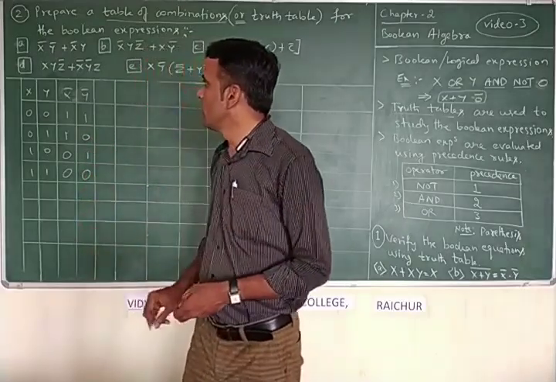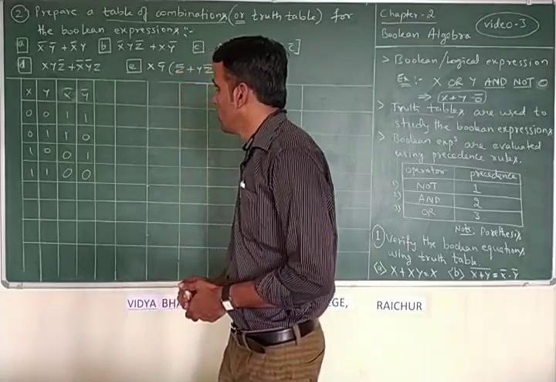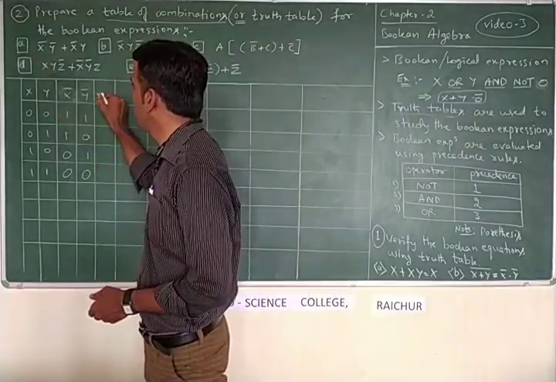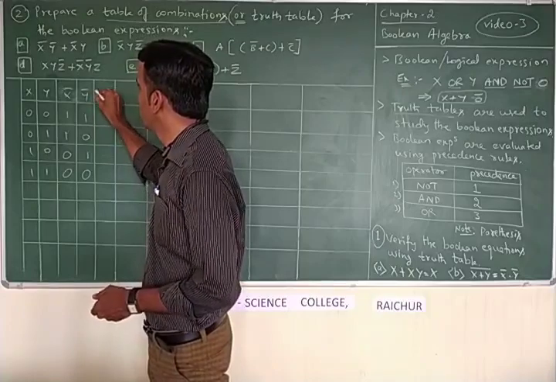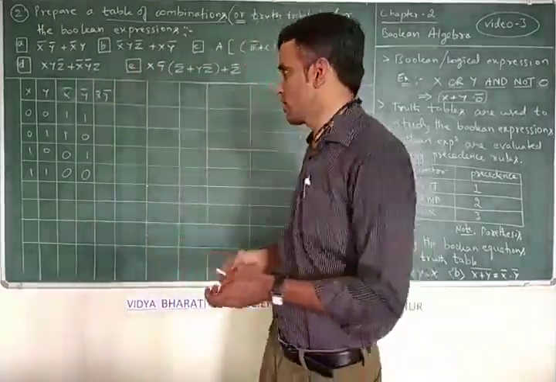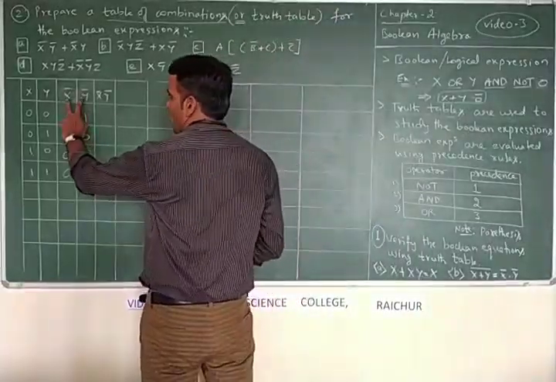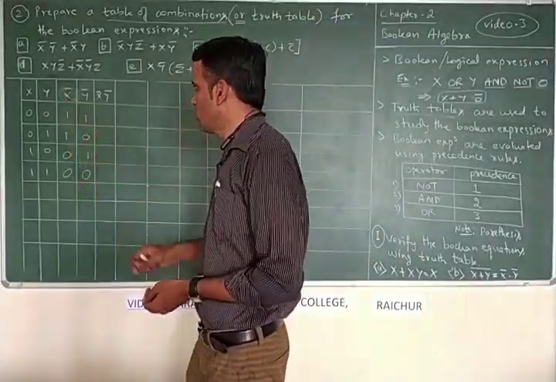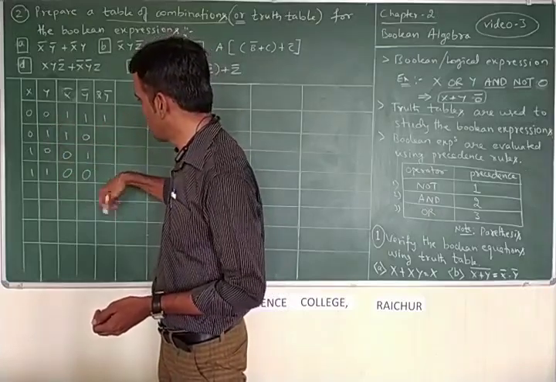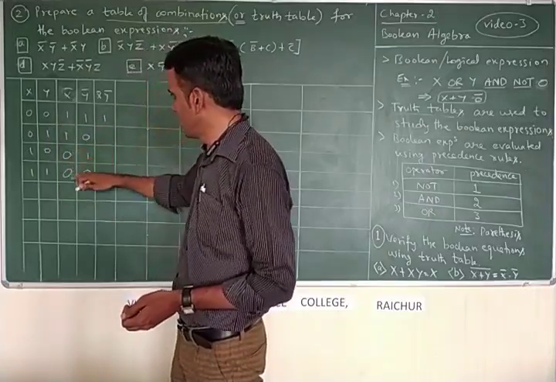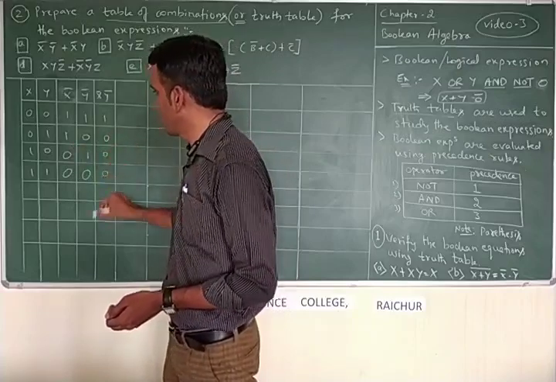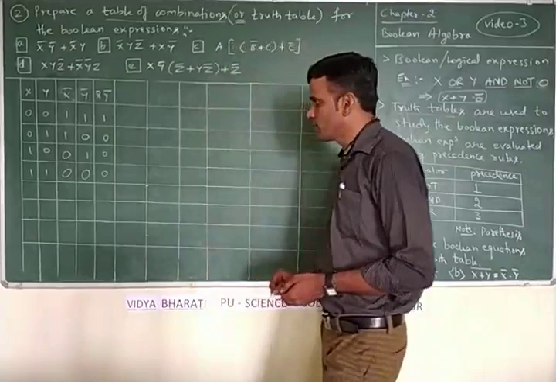Okay. Now we want x bar into y bar. So go for one more column: x bar into y bar. Considering these 2 columns, we have to go for the AND operator. So if both are 1, then only it is 1. In the remaining cases, we don't have all as 1, so all others are going to be zeros.